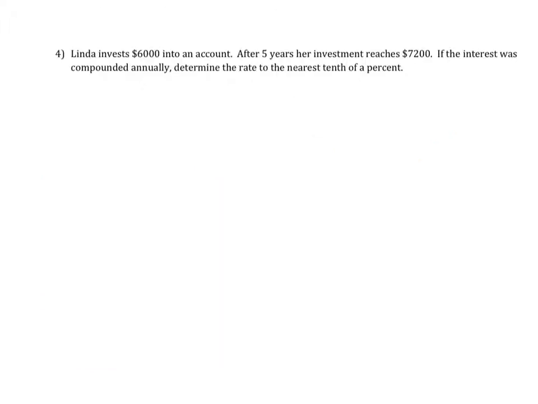All right, now let's make the math a little more interesting here. Linda invests $6,000 into account. After 5 years, her investment reached $7,200. If the interest was compounded annually, determine the rate to the nearest 1/10%. So this is going to get ugly mathematically, but again, pause it, get your players identified, and we'll go from there.